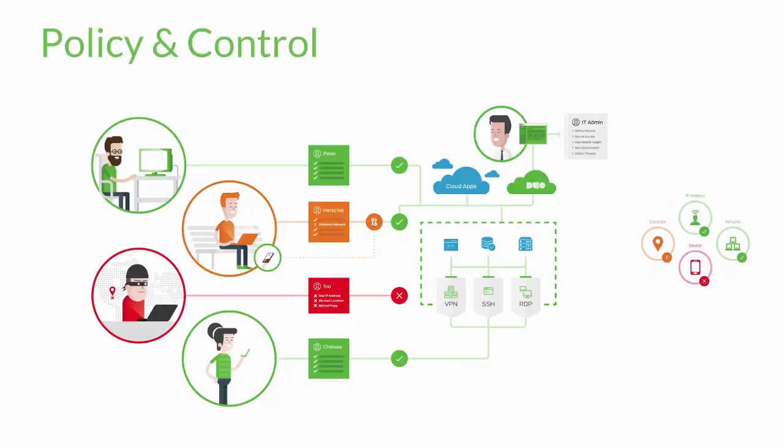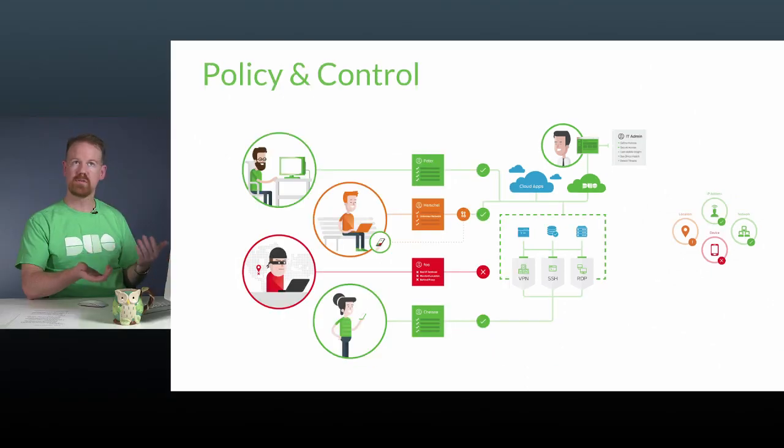Now, here's the big kahuna, policy and control. What is policy and control? Policy and control is a way for you to create rules around who can access what applications under what circumstances. And those might be where they're coming from, what user they are, what's going on with a particular device that they're using to access the application, and then the enforcement of the rules that you build around it.